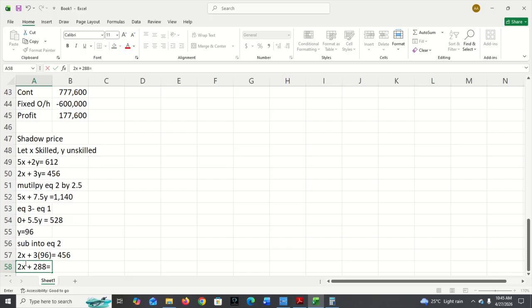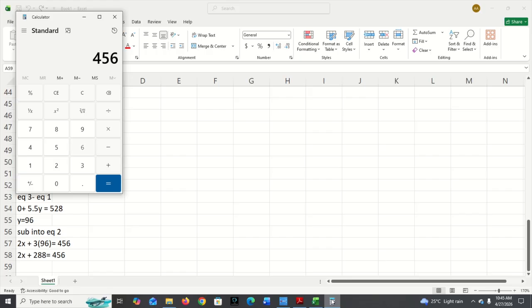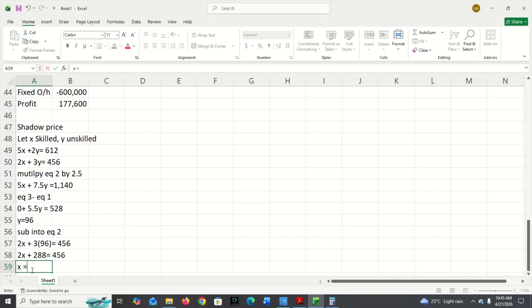equals to 456. Alright, so then we minus it. So then 2x, then 456 minus 288 will give us how much? 456 minus 288, 168. Then divided by 2, our x is going to be what? X is 84. So I've gotten the value of both x and y.